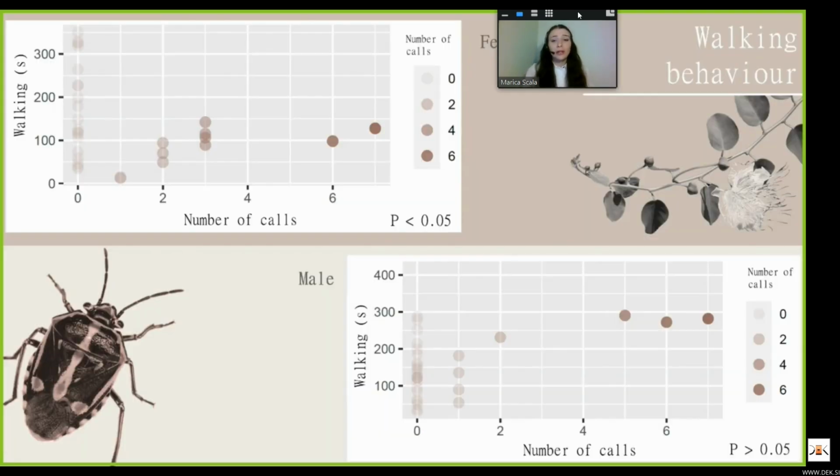In the walking behavior analysis, we found that walking has a significant correlation with the calling, but only in the female. We can see that the females that tend to make more calls move less compared to those that walk more. However, the same trend is not present for the males.